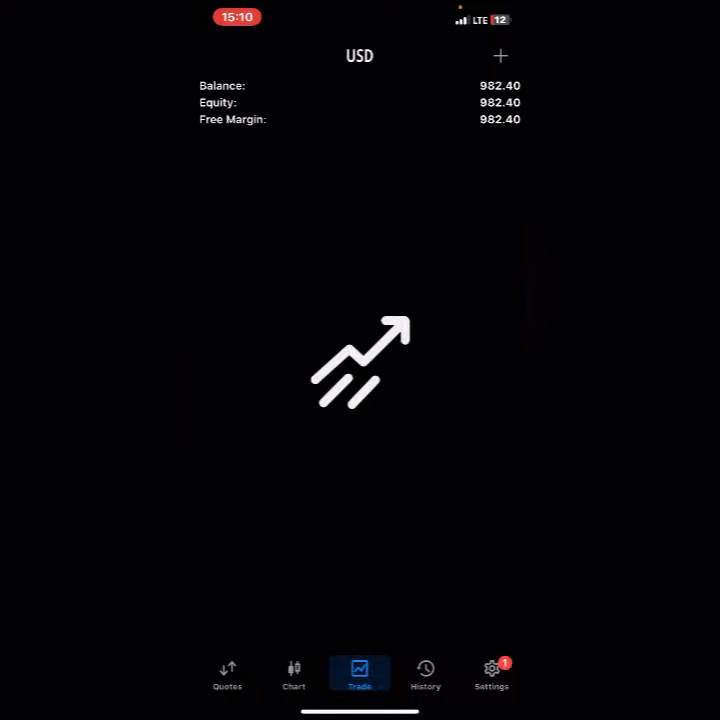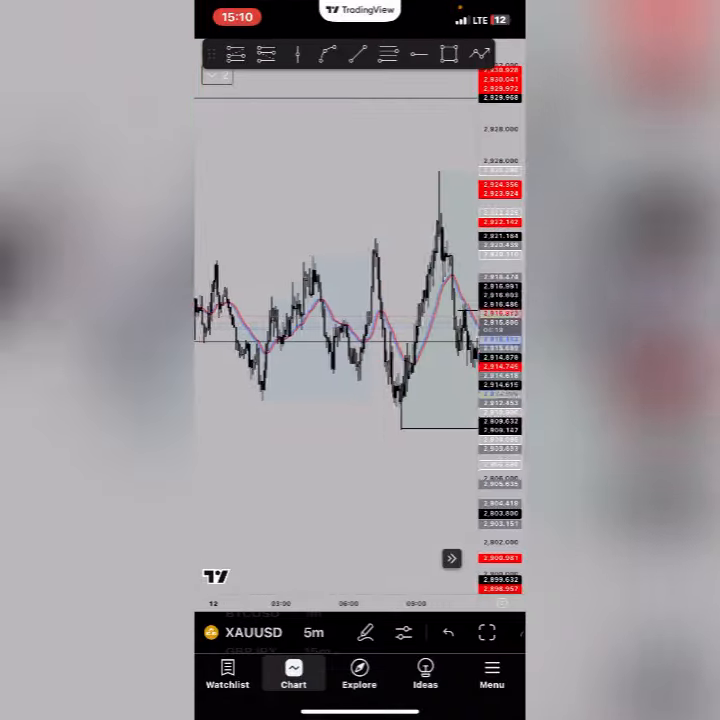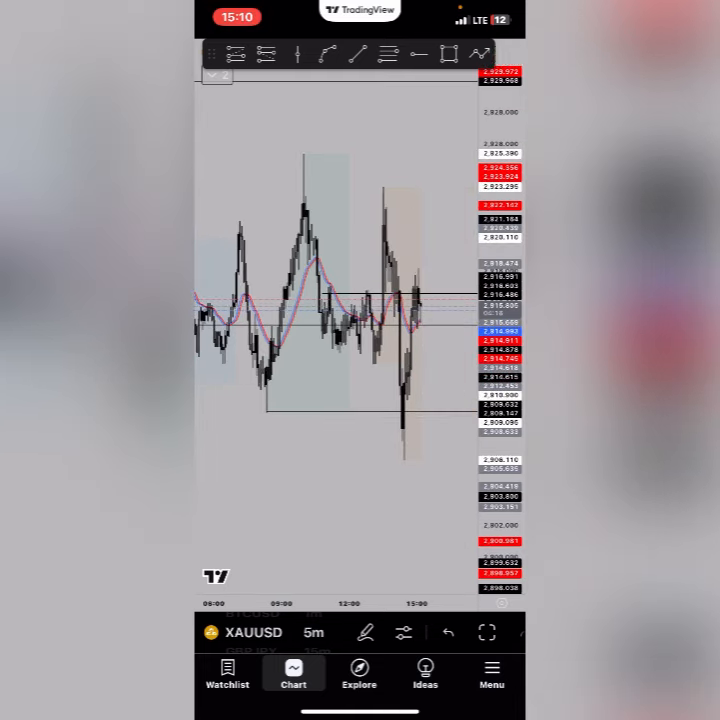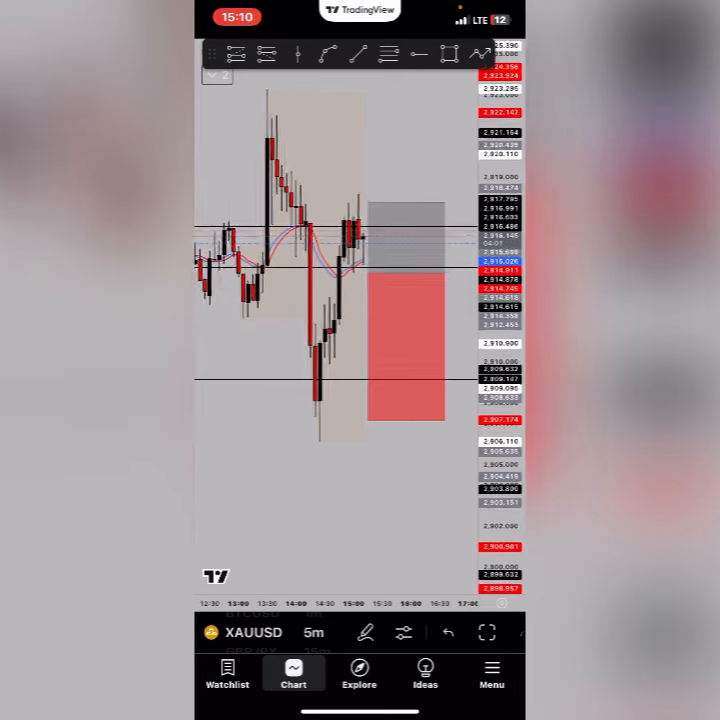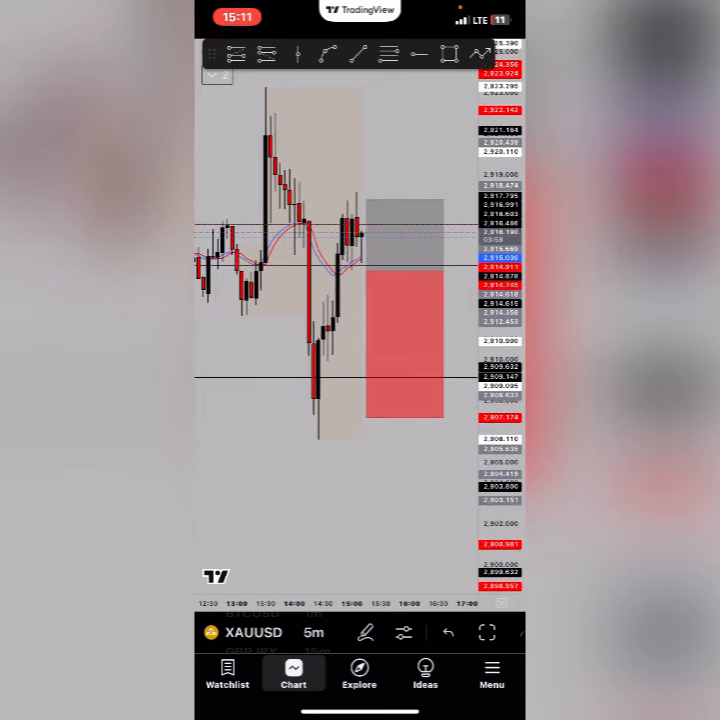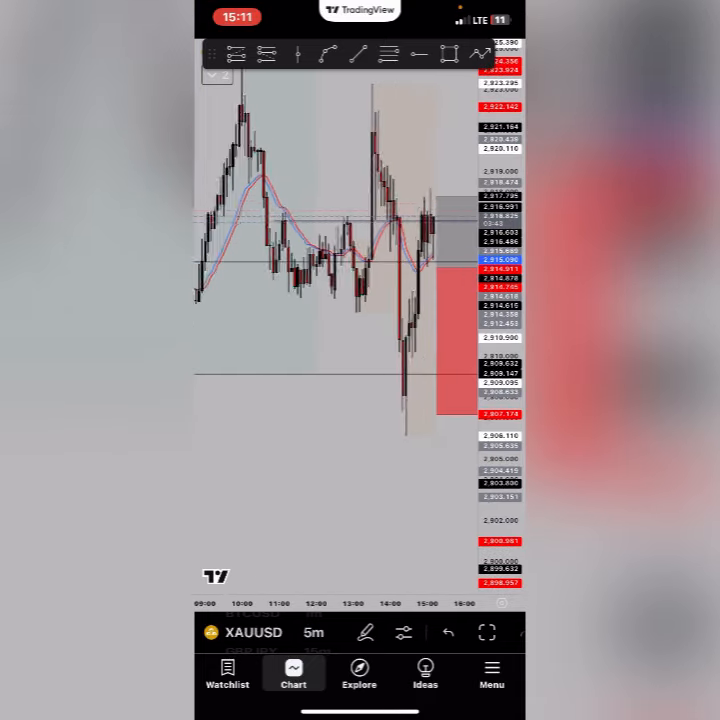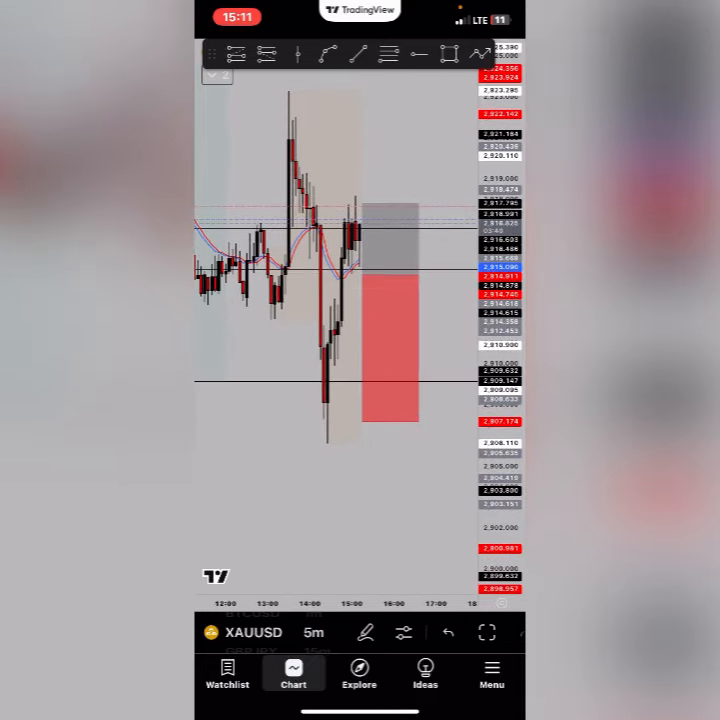Right now I'm looking for sell positions, but price is not giving me what I want, though I'm hoping to sell. If price can break below that zone, I'm just going to sell from there. Price is still showing signs as if it's going up, but I'm going to wait patiently. If it does not break below that zone, then I'm not going in. Let's see what price does. I'll keep you guys updated.